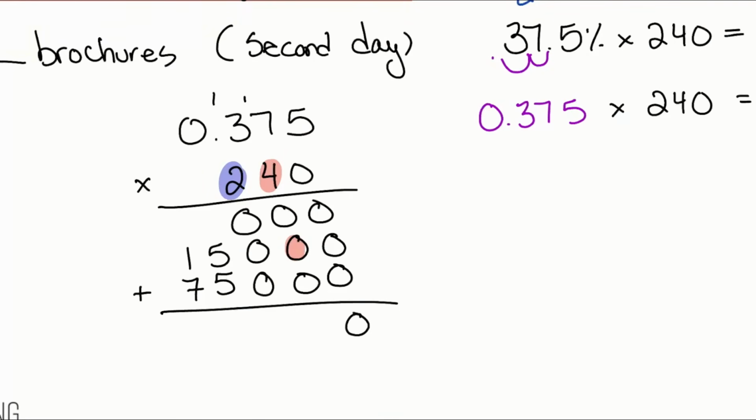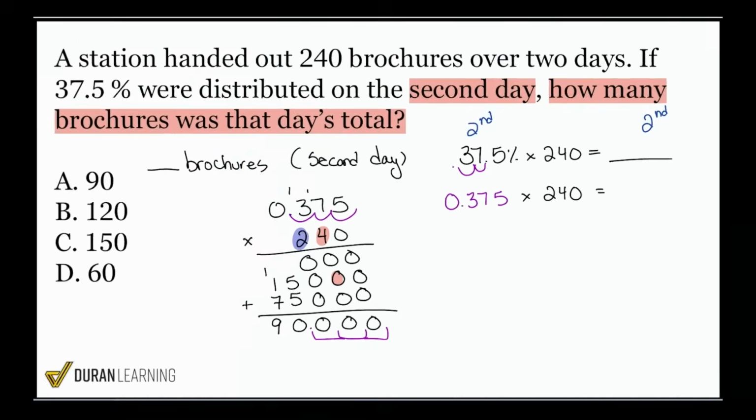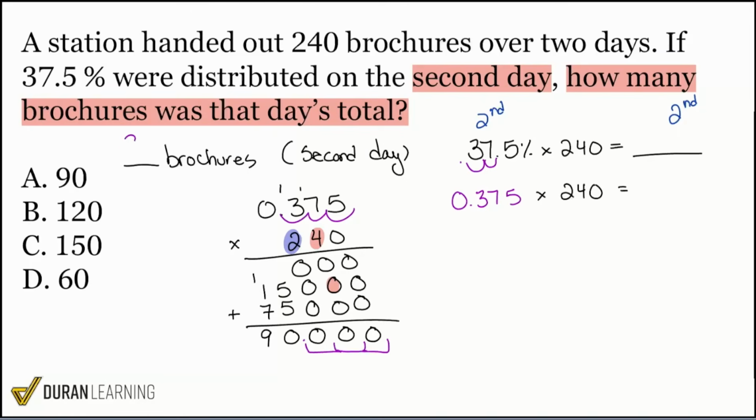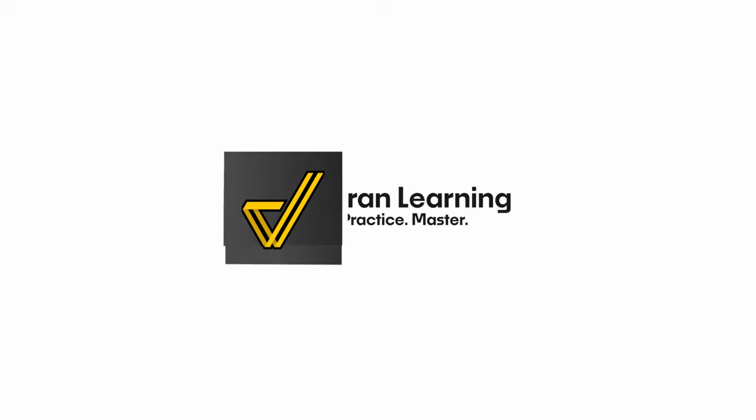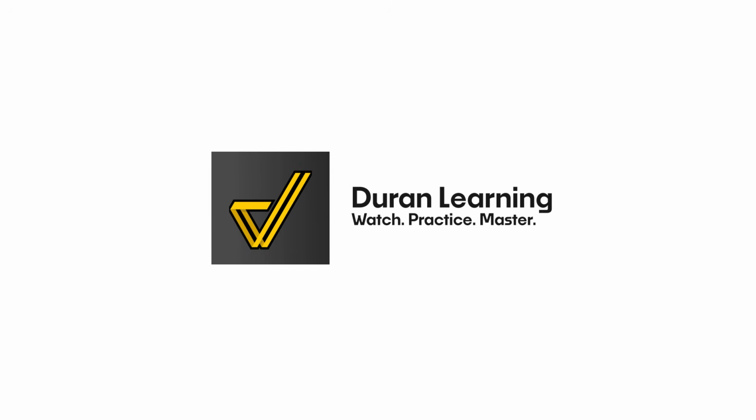We have 0, 0, 0. 5 plus 5 is 10. And then 7 plus 2 is 9. And we're going to bring back not 1, not 2, but 3 decimal places. 1, 2, 3, making our final answer, the number of brochures on the second day, 90 brochures for the second day.